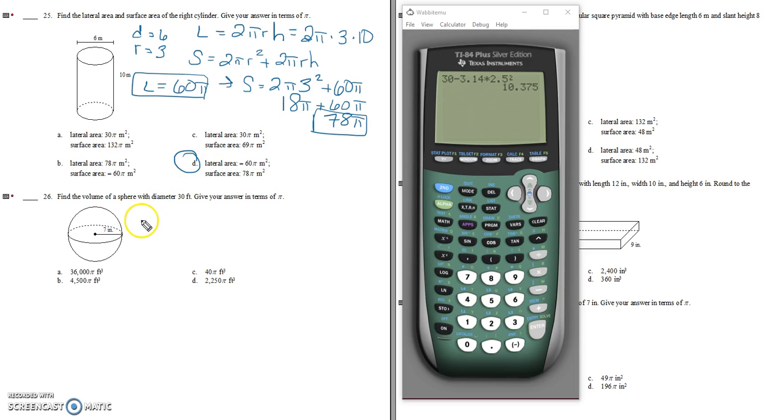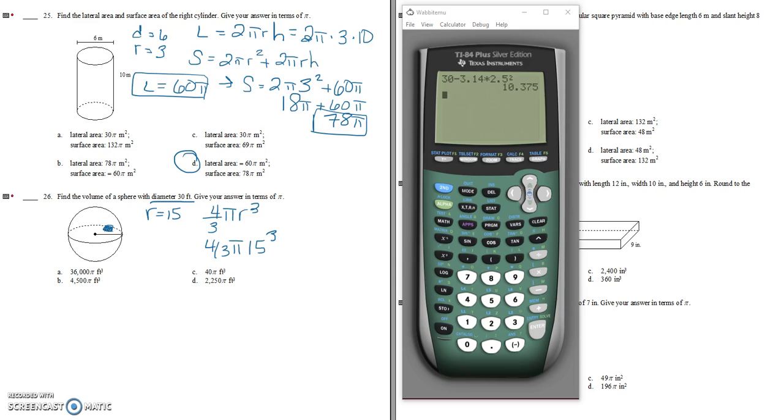26, find the volume of a sphere with a diameter of 30. So if the diameter is 30, then the radius is equal to 15. My volume formula is 4/3 pi r to the third power. And please ignore this 7, it doesn't belong there. 4/3 pi times 15 to the third power.